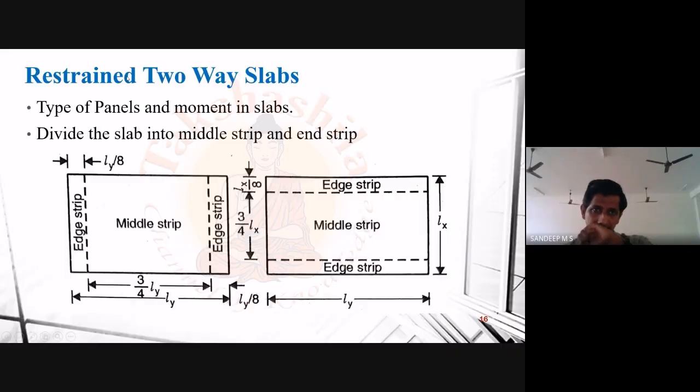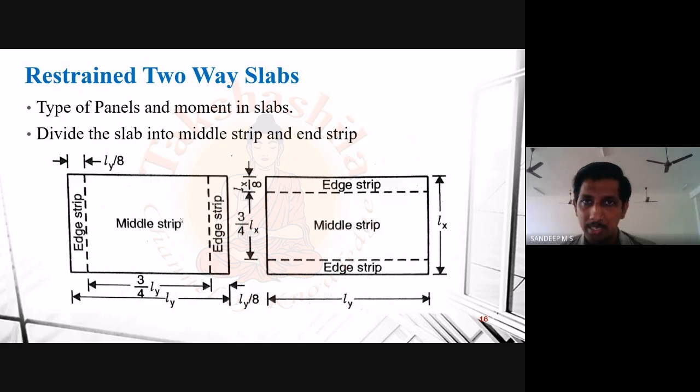Restrained slabs, and in two-way slabs also we have restrained slabs. So the design is slightly different from what we have seen in the other case, that is in the case of simply supported case. The first thing in this case is you have to check whether it is a two-way slab or a one-way slab. Once you find out that it is a two-way slab, you have to check about the condition.